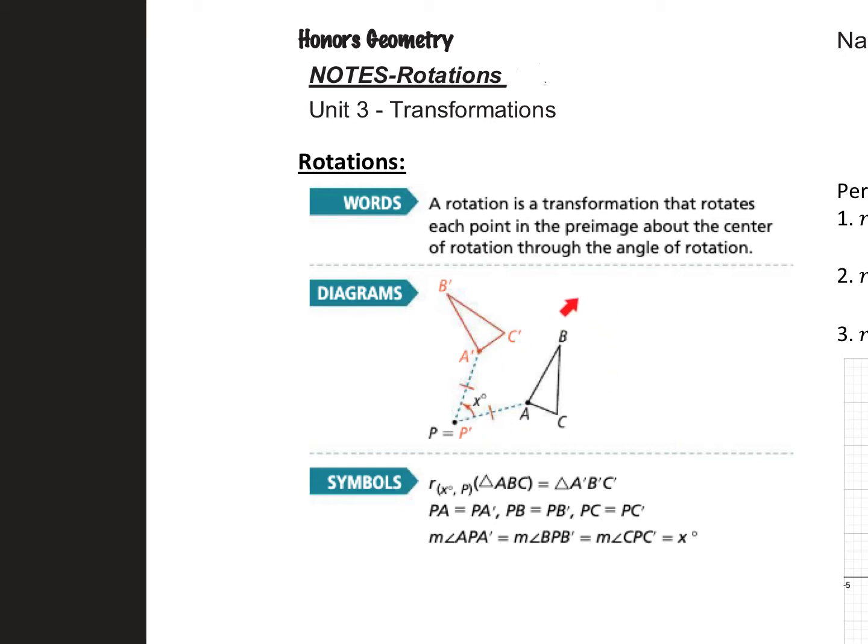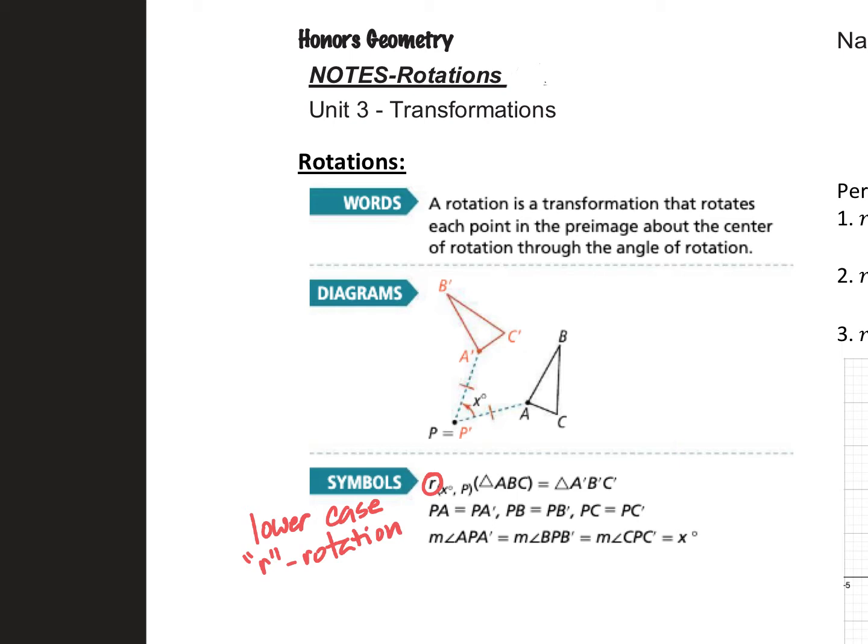If we have our pre-image here, and I can tell it's the pre-image because it does not have the primes, it was rotated a certain number of degrees. We'll look again at this diagram in a moment, but let's look at the notation first. This lowercase r means that it is a rotation, not to be confused with our uppercase R, which is a reflection.